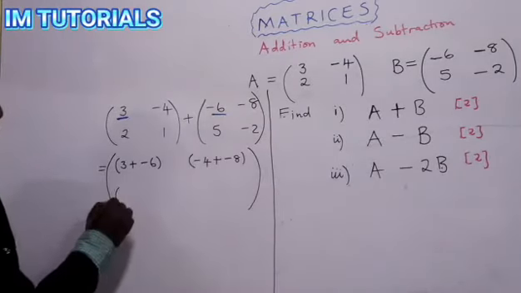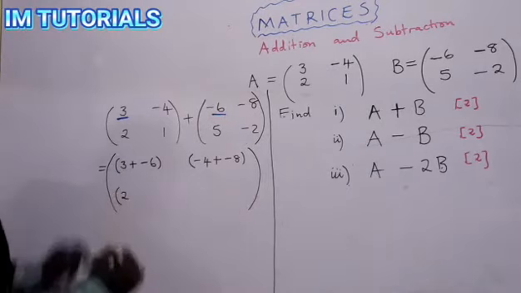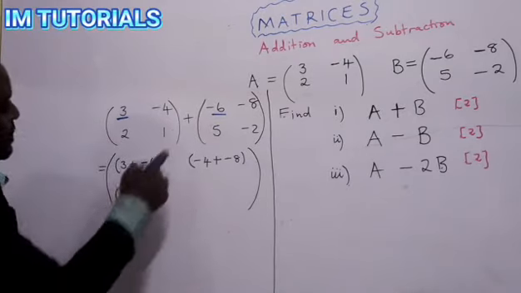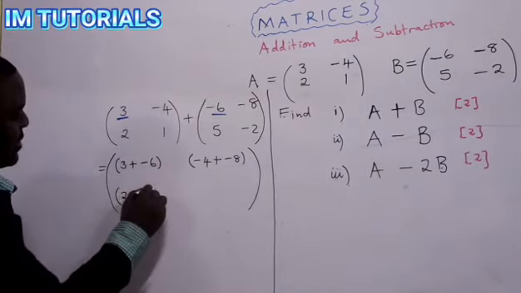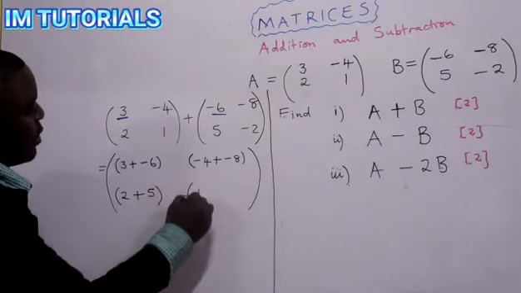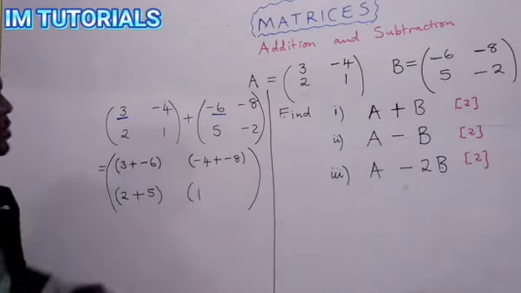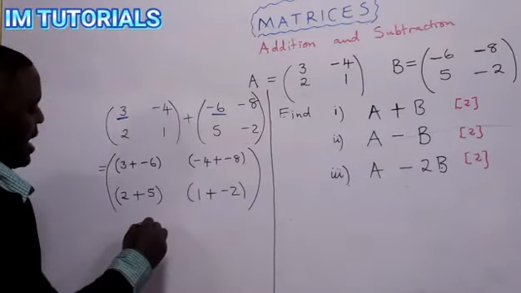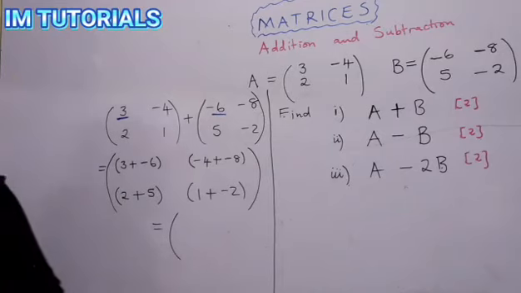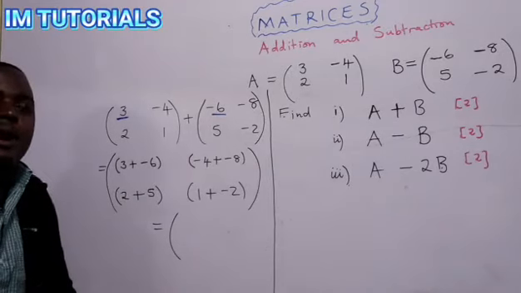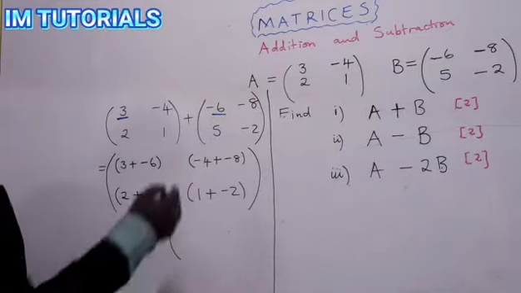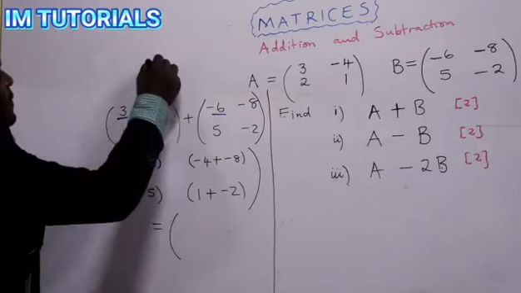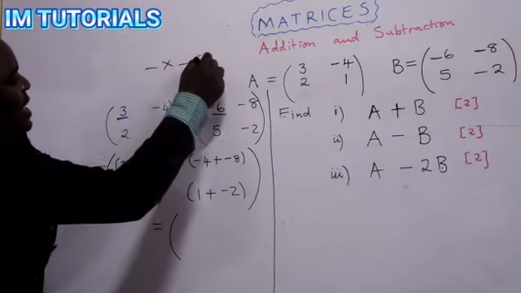We move on to the bottom row. 2 is a corresponding term with 5. So I'm going to write 2, then you write the plus in between the brackets, then you write 5. 1 is a corresponding term with minus 2. So you write 1 plus, then you put minus 2 like this. I hope you are listening, class. There are multiplication facts that we learned in ZJC. Negative times negative, you get a positive result.